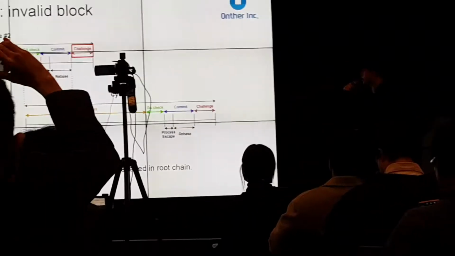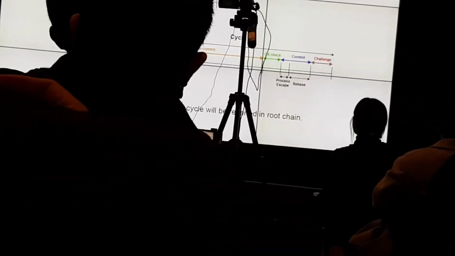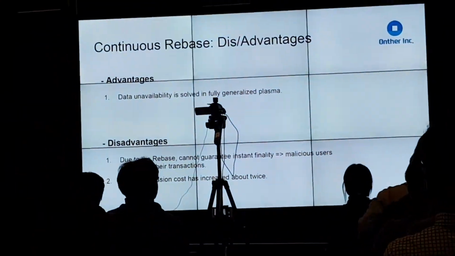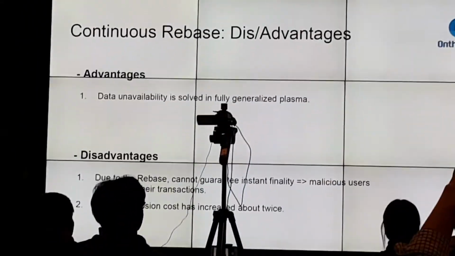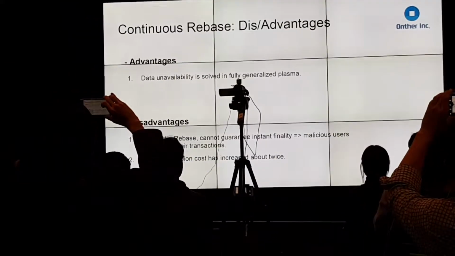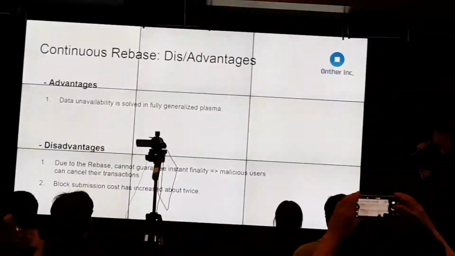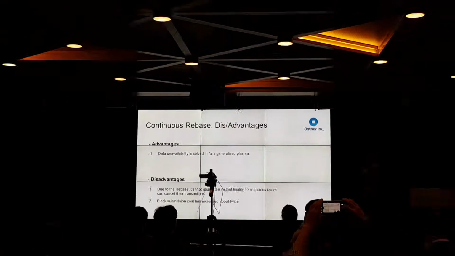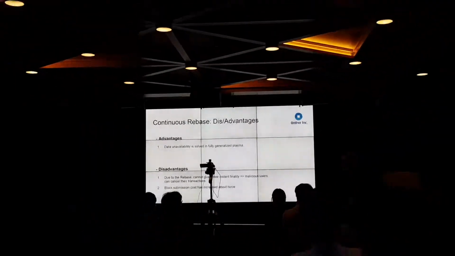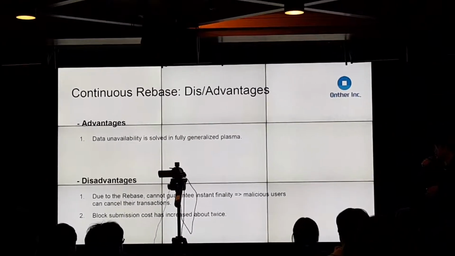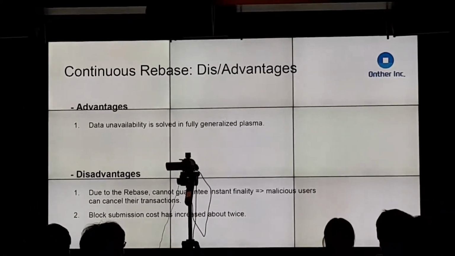And in the case of invalid block, users can challenge in challenge period because they all know what the data is. So if the challenge is success, then all subsequent blocks, including challenge cycle, will be liquidated. So it's blown up. But this is not a perfect solution because there is pros and cons. The advantage is data unavailability can be solved in plurichannel plasma model, but there are also disadvantages.